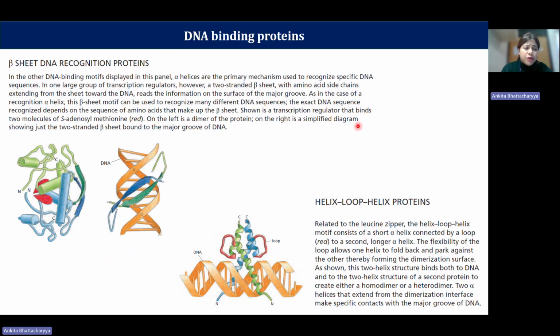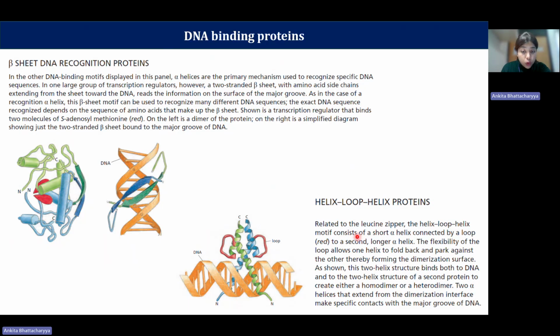So this is the transcriptional regulator, which binds to molecules of SAM, or S-adenosylmethionine. Here you can see it in red. And on the left is a dimer of the protein. On the right is a simplified diagram, which shows how the two-stranded beta sheet binds to the major groove. So it sort of binds flat on the DNA molecule and has multiple recognition sites for the same.